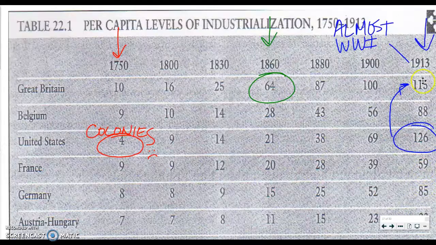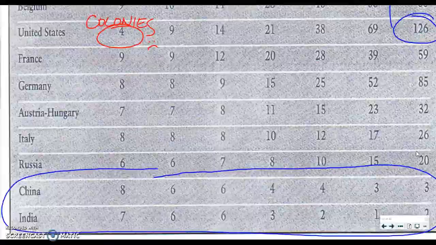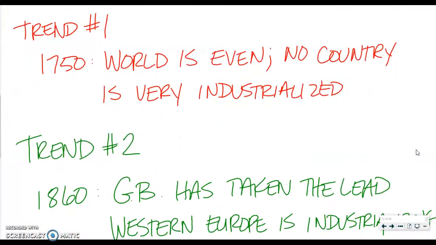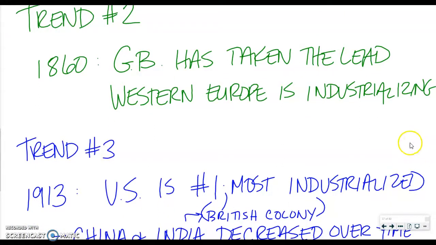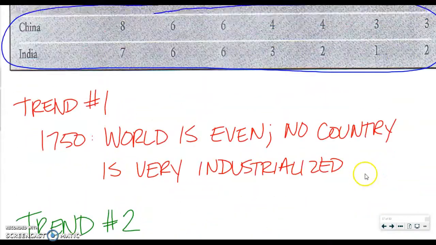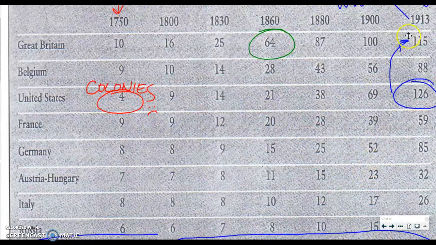So the big first trend that we see here by 1913 is that the United States has surpassed the British, right? We are now the most industrialized country in the world. So the first part of trend number 3 is that the United States is the most industrialized. The United States is now number 1, the most industrialized. The British are obviously really high up there still.